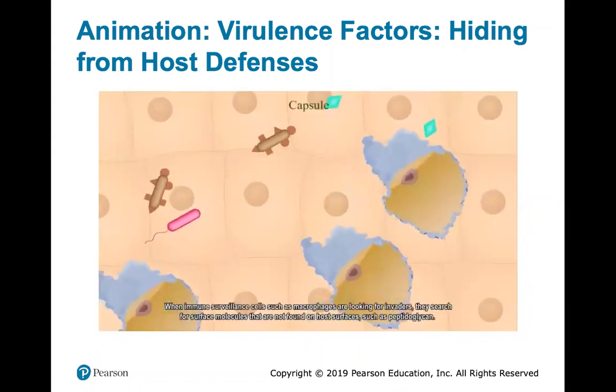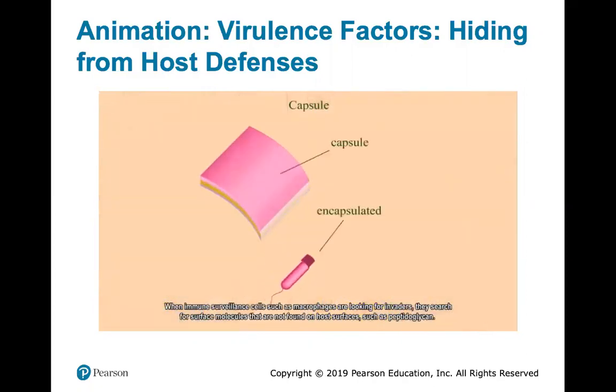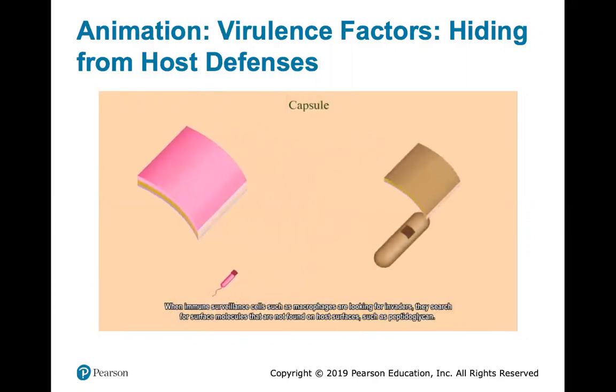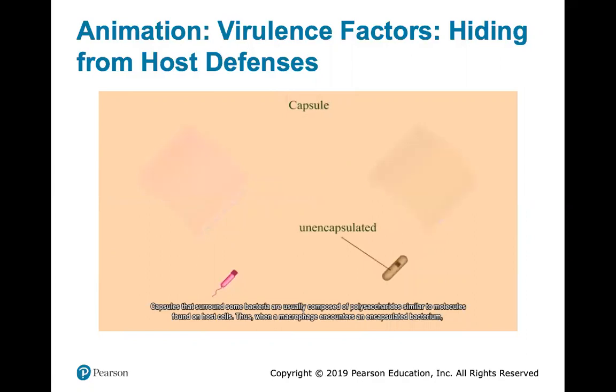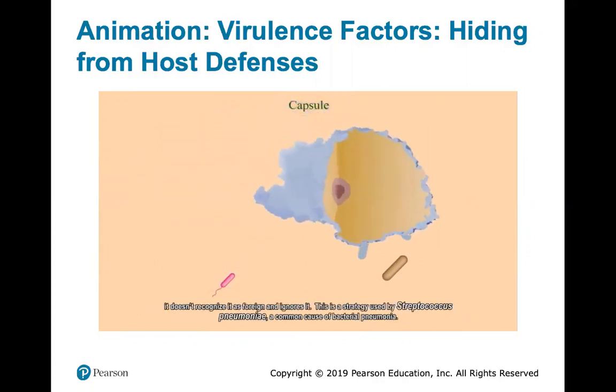When immune surveillance cells, such as macrophages, are looking for invaders, they search for surface molecules that are not found on host surfaces, such as peptidoglycan. Capsules that surround some bacteria are usually composed of polysaccharides similar to molecules found on host cells. Thus, when a macrophage encounters an encapsulated bacterium, it doesn't recognize it as foreign and ignores it. This is a strategy used by Streptococcus pneumoniae, a common cause of bacterial pneumonia.